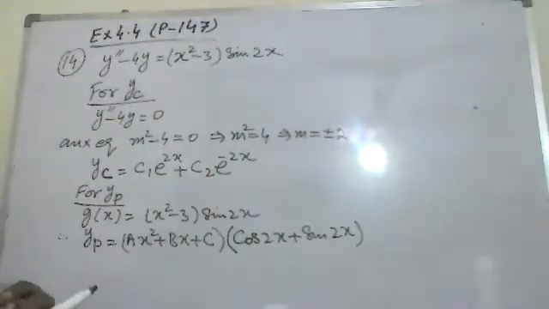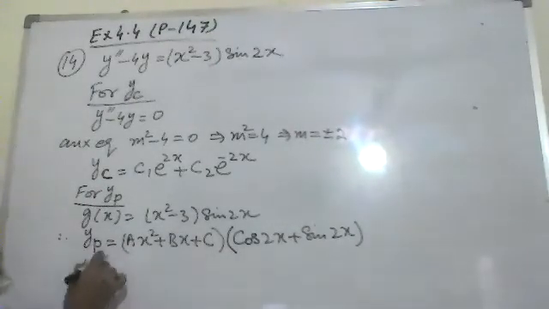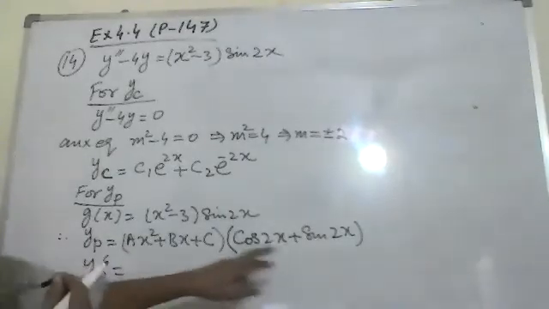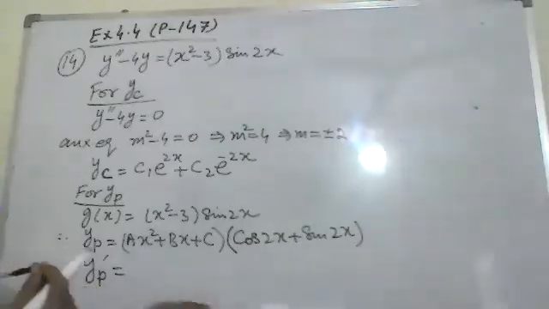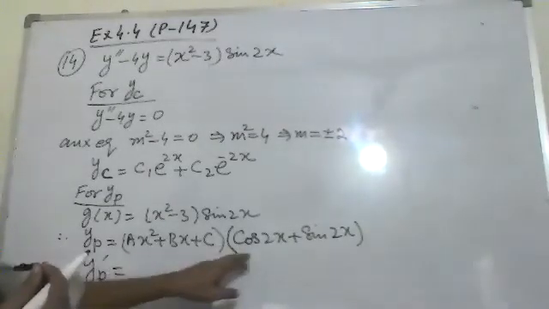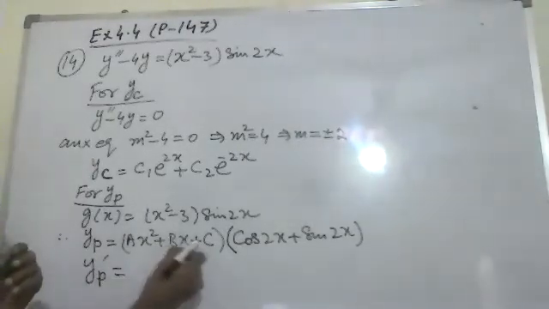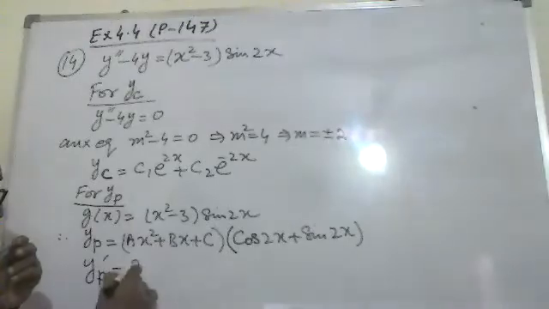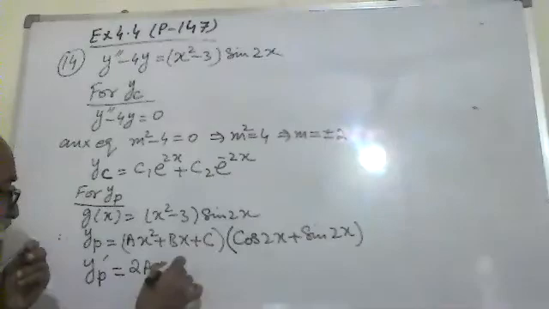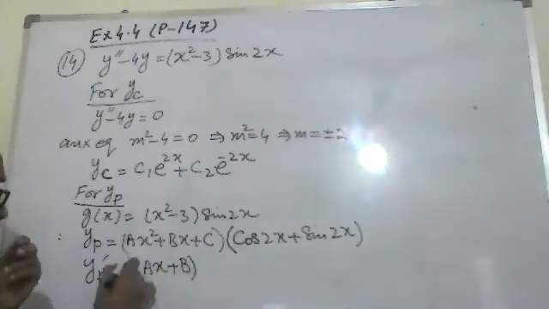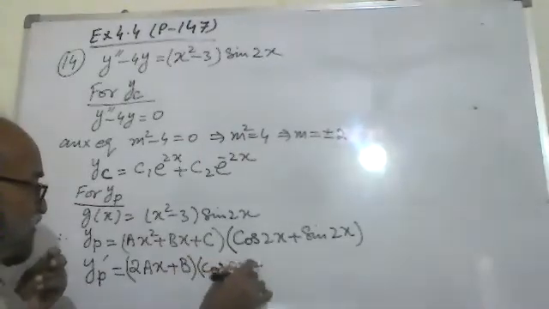Now we will find yp dash. There is the product of two functions, so we will use the formula of u into v. The derivative of the first function will be 2ax plus b, the derivative of bx will be b and the derivative of c will be 0, into the second function, cos 2x plus sine 2x.